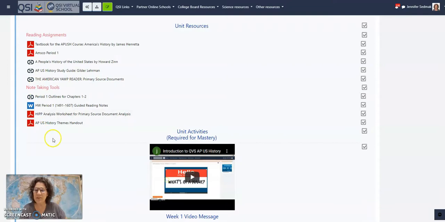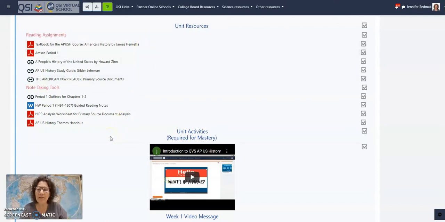Here are some note-taking tools and a note on notes. You do need to take them. They are part of the rubric. I'm going to encourage you to adopt the note-taking style that you prefer. I do have guided reading notes, and you're welcome to use them. They are lengthy, I will warn you about them. And the guided reading notes here correlate to the textbook up here.